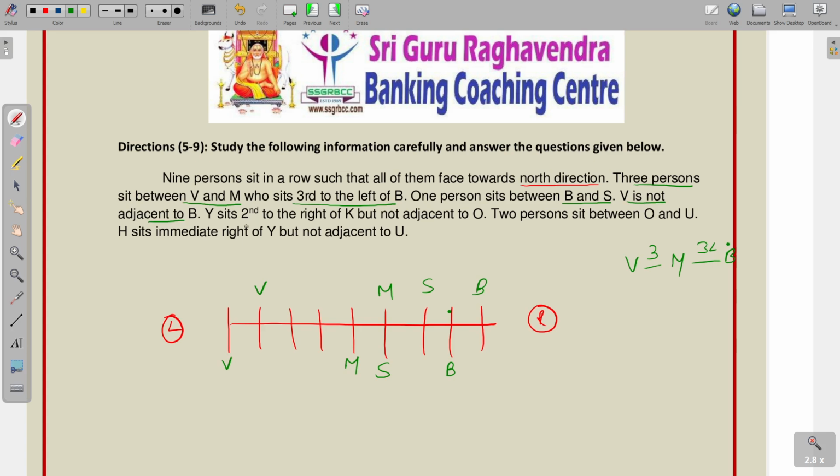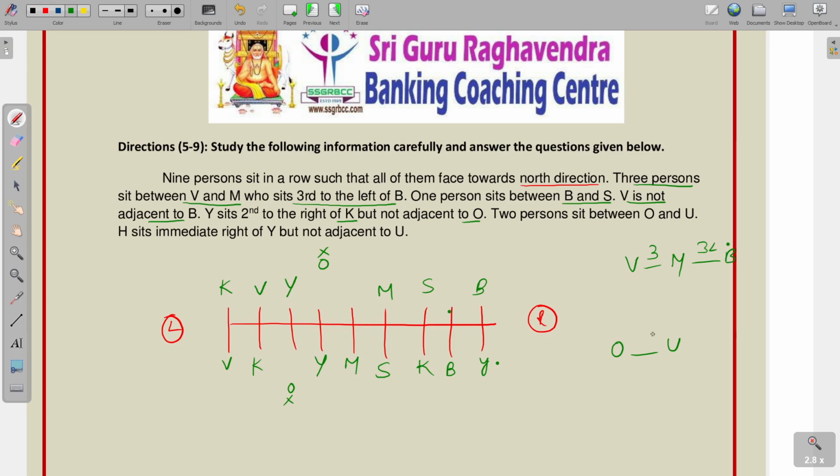And next, Y sits second to the right of K, but not adjacent to O. So, Y is second to the right of K. So, if K is here, Y is coming here. If Y is coming here, O is not a neighbor of Y. So, O is not coming here. Suppose I fix K here and Y comes here, O is not here, and the second possibility is K here and Y here. Okay. Next, 2 persons sit between O and U.